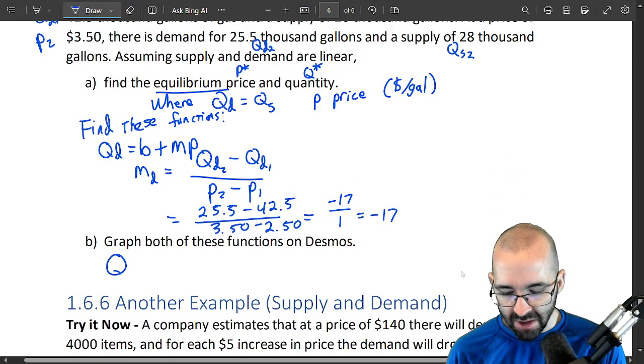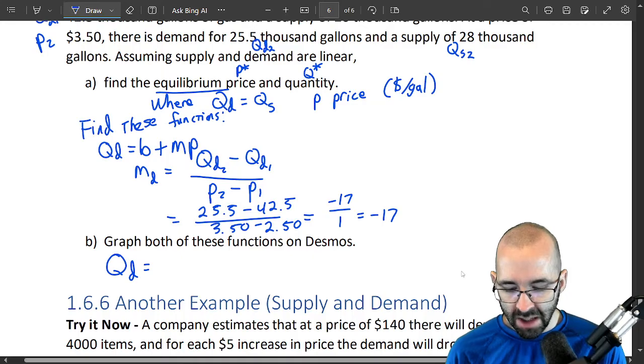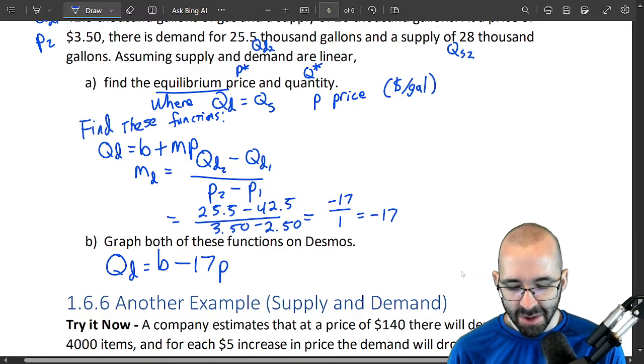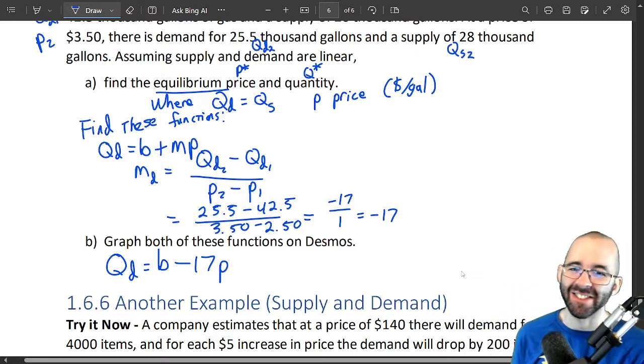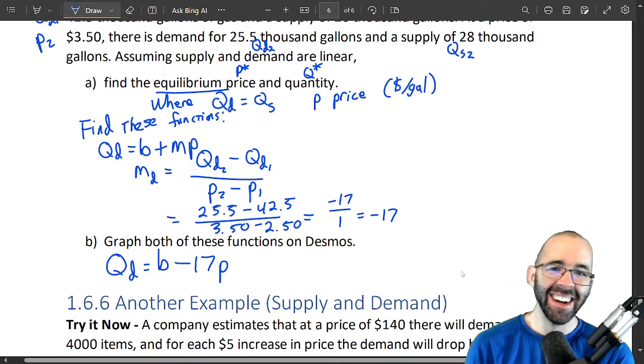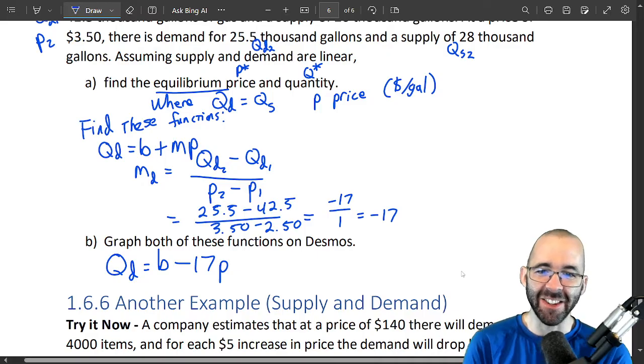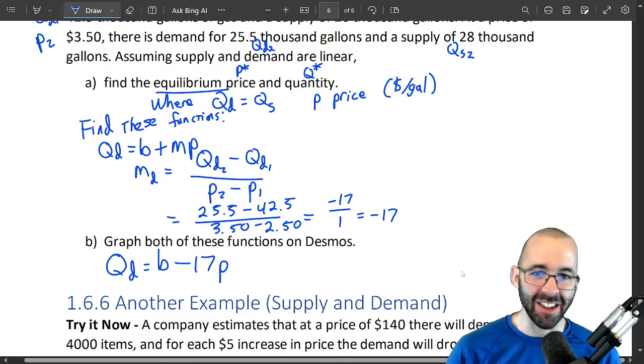So our demand function is B, which we still don't know, plus M, which is negative 17, times our price. There's nowhere near enough space for this. I'm so sorry. I usually don't give the white space this level of wrong.